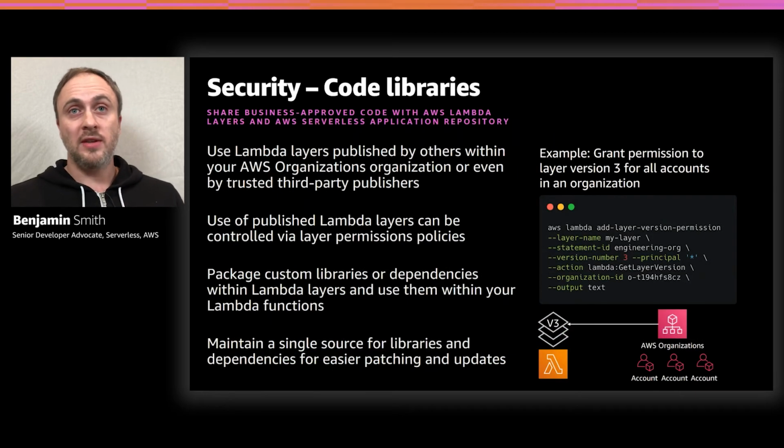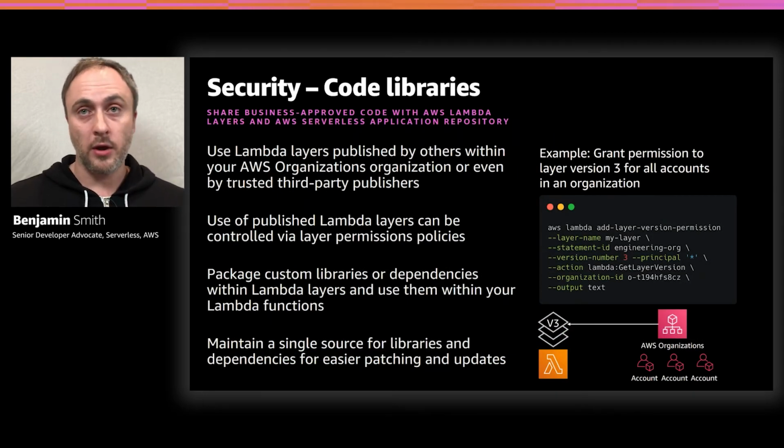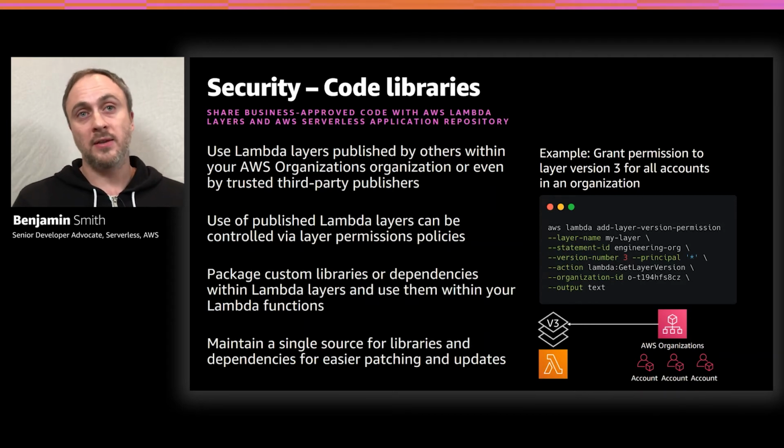Another common challenge is that of managing business compliant code libraries and dependencies. And this is where you can use Lambda layers for instances where these libraries have to be pre-approved by the organization prior to your use. This makes the maintenance of code dependencies more manageable because you're keeping a single source of truth. And these layers can then be controlled by a layer permission policy.